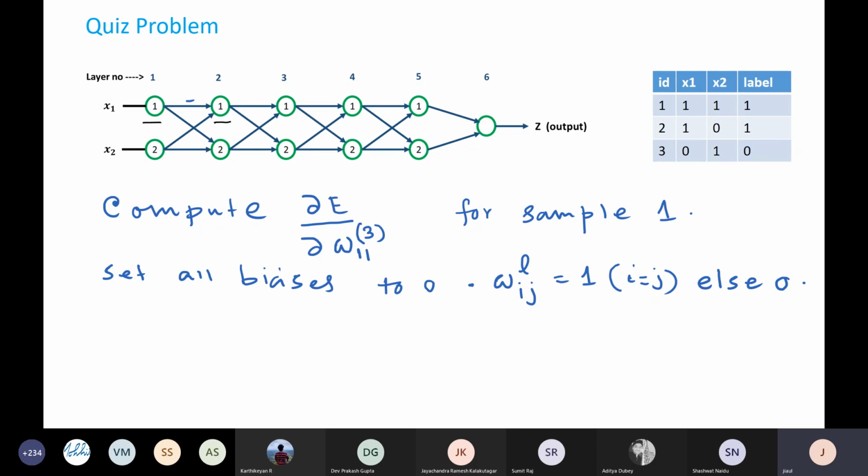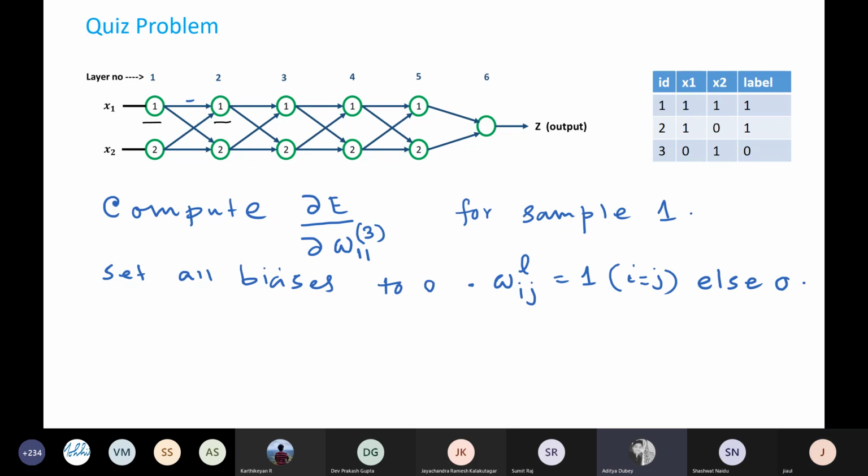The forward pass is all right, but my main intention is whether you can compute dE/dW113. That's the main thing you have to do in backpropagation, right? So that's what I'm interested in. I believe the value of Z will be 1 when you take the forward pass for sample ID 1. Is anybody contesting that? Does anybody find any problem with that?